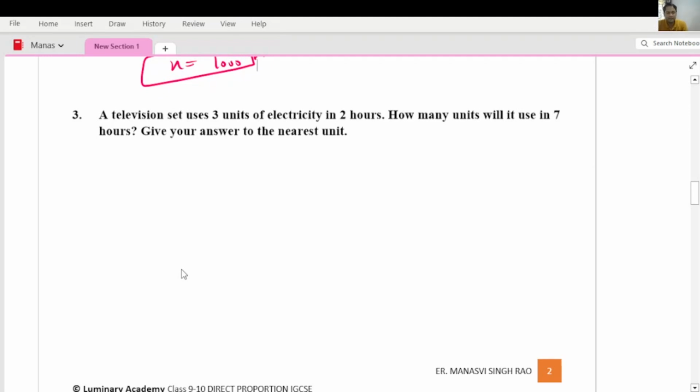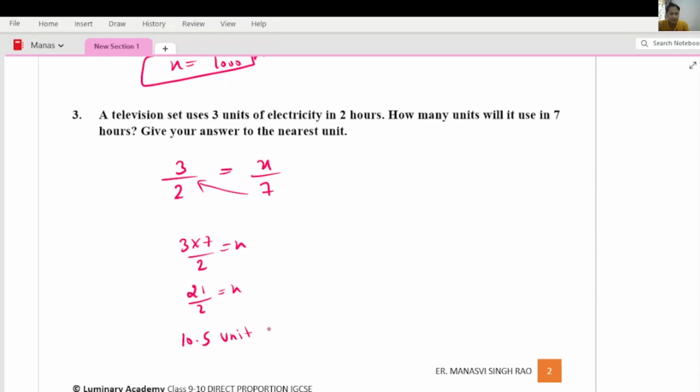A television set uses 3 units of electricity in 2 hours. How many units will it use in 7 hours? Units I took as the numerator, so I take units as x in 7 hours, and I will put 7 in the numerator. Now you can shift this to this side. So 3 into 7 upon 2 is equal to x. 7 3s are 21 upon 2 is equal to x. So how many units will there be? It will be 10.5 units in 7 hours. You just need to divide here, so that is your answer.